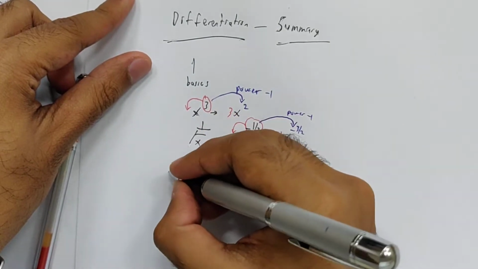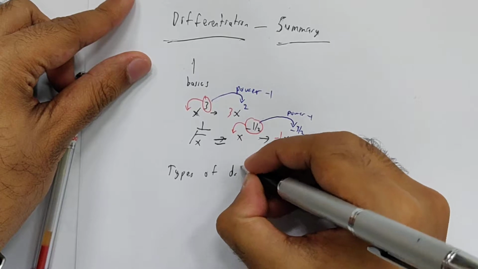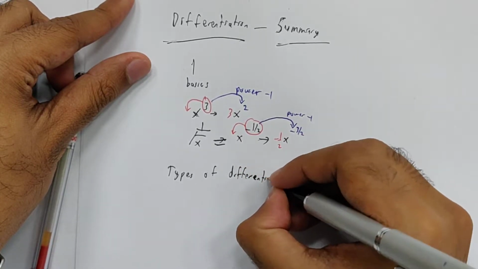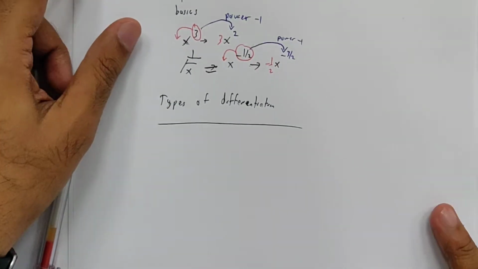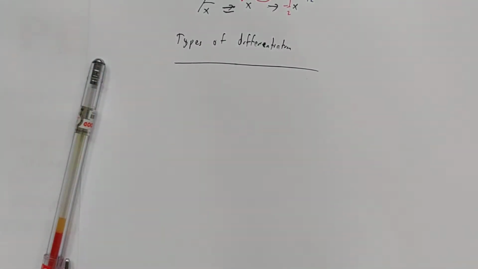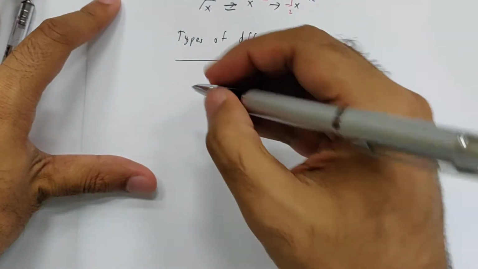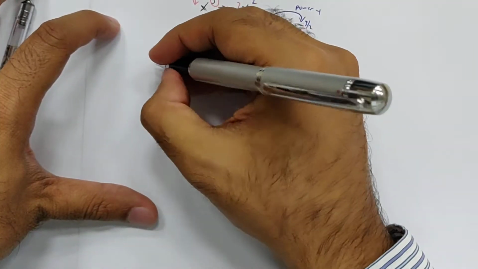So there are types of differentiation. Okay, different types will be, I'm trying my best not to laugh. This is the normal one. Different types.